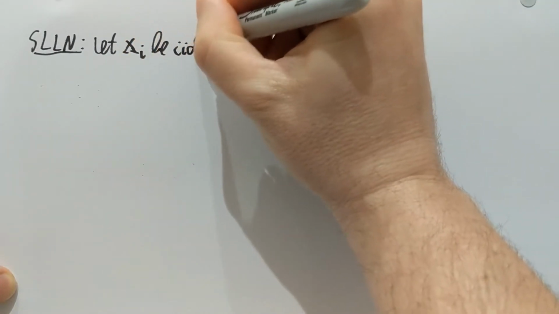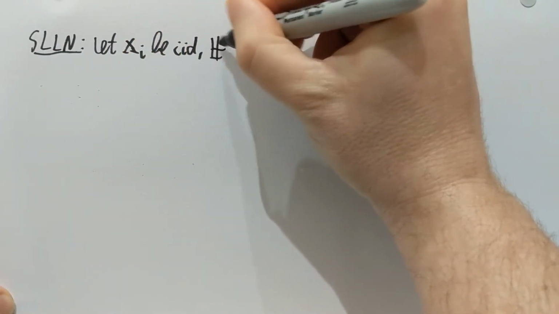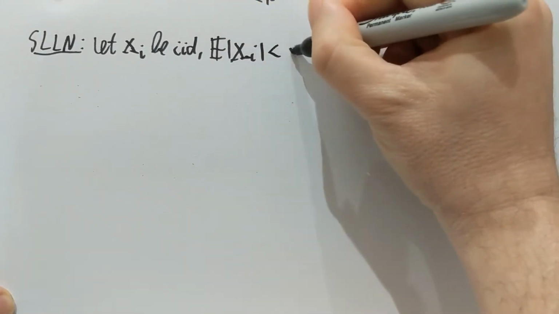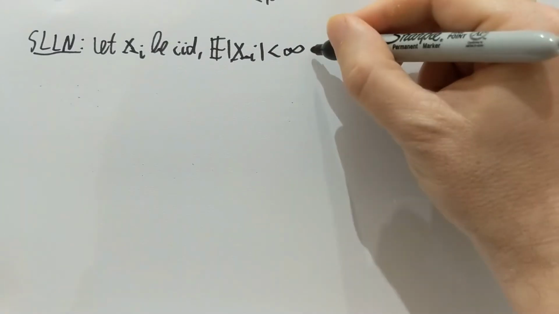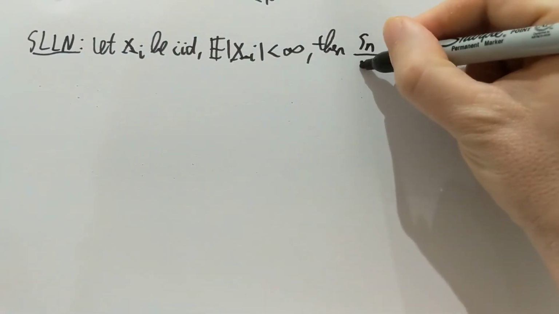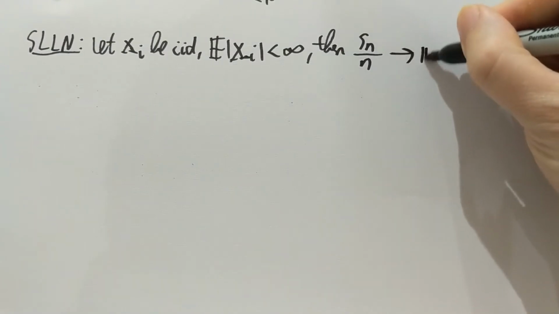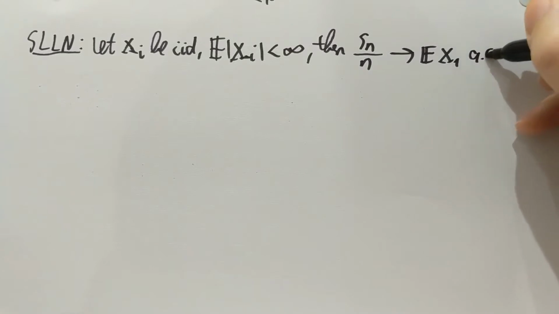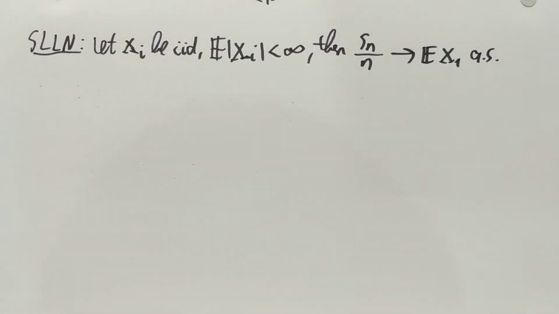Let the Xi be IID with finite mean, which of course doesn't depend on the i because they have the same distribution. Then the sum of the first n divided by n converges to the mean of each of these, which is the same, almost surely. No second moments needed. That's the full Kolmogorov strong law of large numbers.